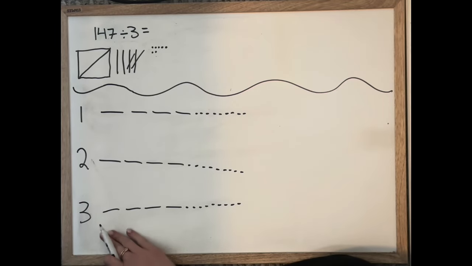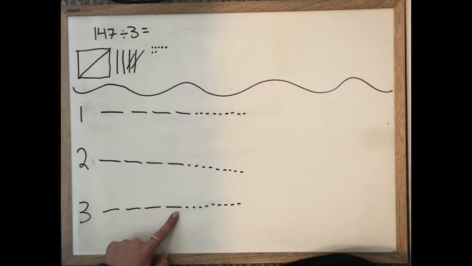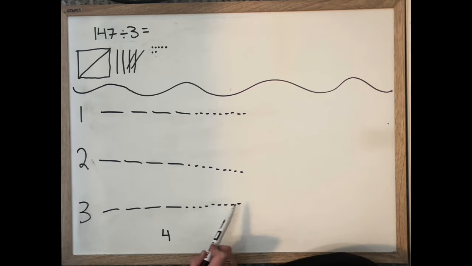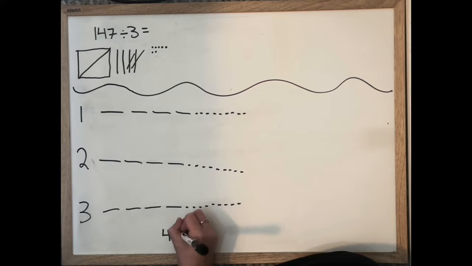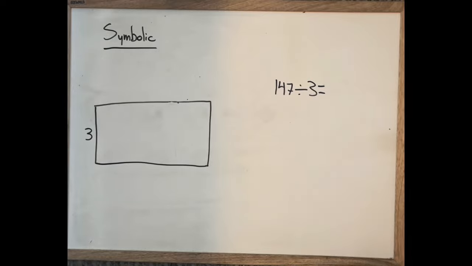Here we have our 3 groups, and in each of our groups we have 1, 2, 3, 4 rods or 4 tens, and we have 1, 2, 3, 4, 5, 6, 7, 8, 9 units or 9 ones, giving us our answer 49.